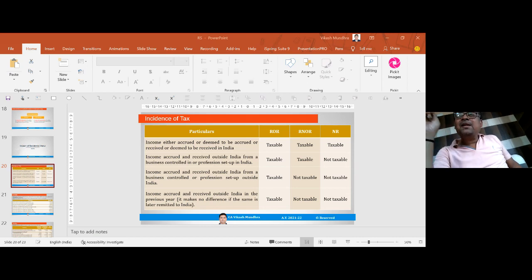There are two amendments made in the residential status chapter. These are the major changes. Number one, the condition applicable for the person of Indian origin or Indian citizen who comes to India for visit purpose. Earlier, condition number two was not applicable for this type of person. Now, the modified version is applicable.